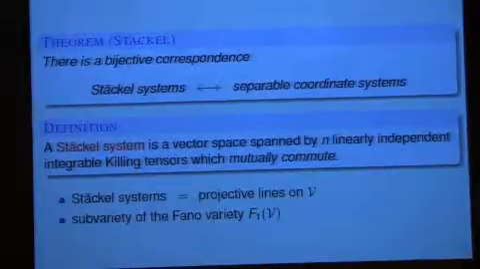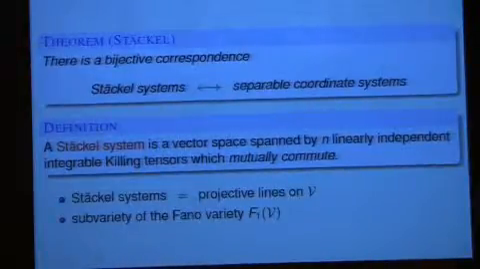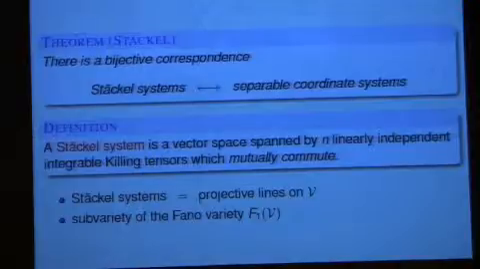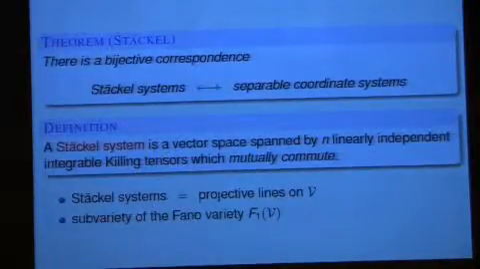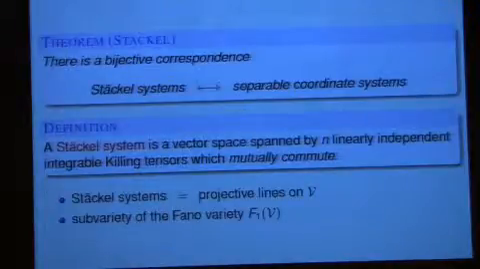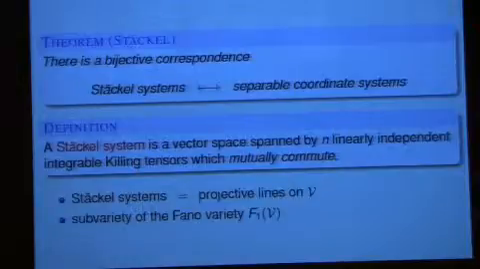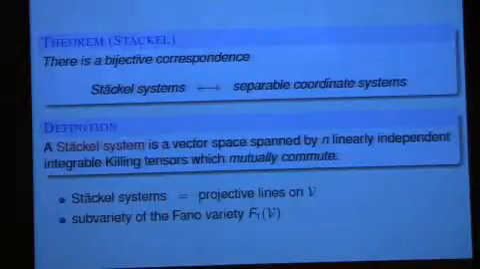And stated in another way, this means that separable coordinate systems constitute a subvariety of the Fano variety of our variety. The Fano variety is a variety of projective lines. And since our variety is a linear determinantal variety, these Fano varieties are quite well understood, at least for 3x3 matrices, which is the case here.